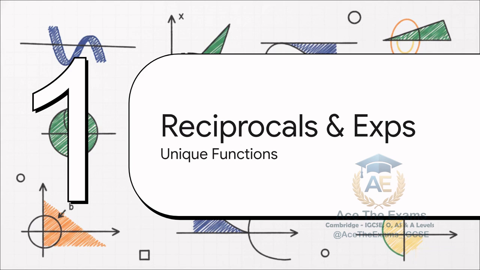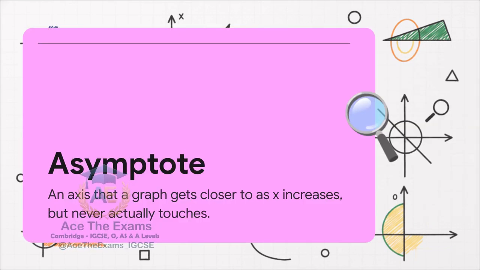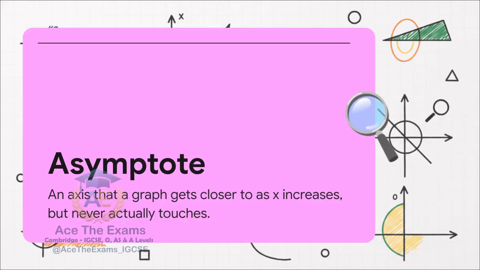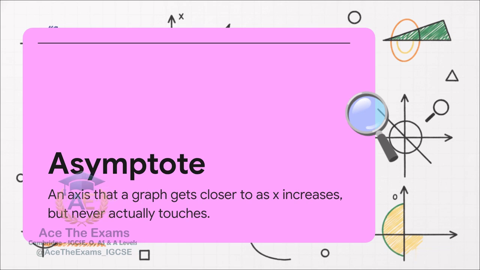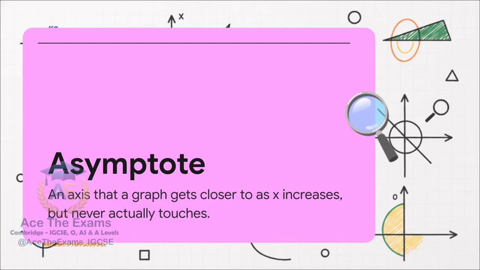Section 3. Reciprocals and exponentials. These are the unique, rule-breaking functions. These unique functions behave very, very differently from those smooth, continuous parabolas we just talked about. For reciprocal functions, like y equals 1 over x, we have to introduce a fascinating, almost mind-bending concept called an asymptote. Think of an asymptote as an invisible, high-voltage electric fence.